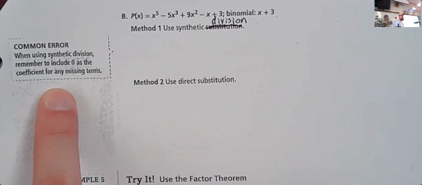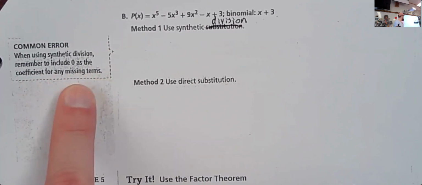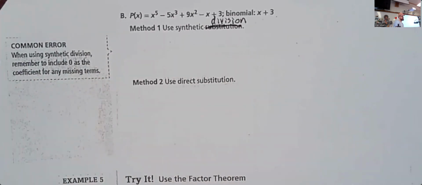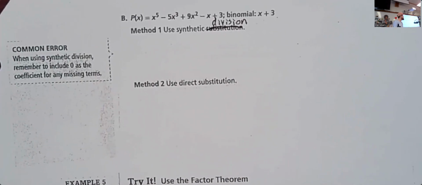And there's a reminder to the left. We've talked about this already, but especially for this problem, if you're using synthetic division, remember to include 0 as the coefficient for any missing terms. You might need to do that on this problem if you're using synthetic division. Now, if you're using substitution, you just plug the number in. Make sure you plug in the right number, though, if you're using substitution. Meaning, you're not plugging in 3. Okay.